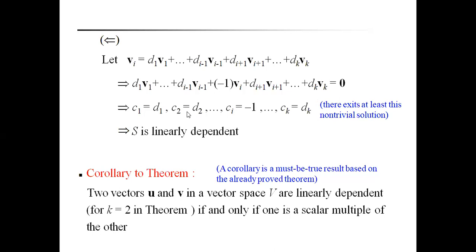See here, d1, d2, dk are all unknown scalars. We don't know whether they are zeros or some values. But here, ci is minus 1, the coefficient of vi is minus 1. That means at least one scalar is non-zero, then we say that the set of vectors forms a linearly dependent set. That means there exists at least a non-trivial solution. That means at least one scalar should be non-zero. Then we say that S is linearly dependent.